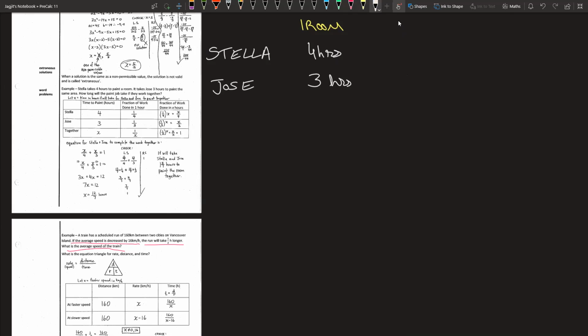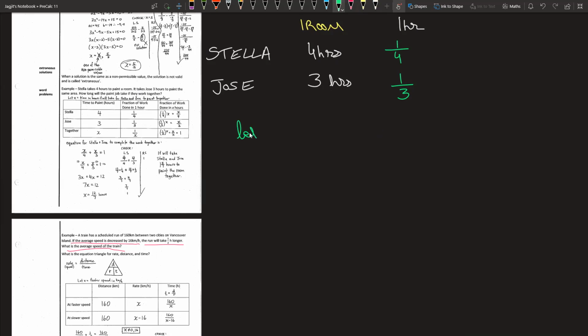Then you're going to say, okay, how much of a room does Stella paint in 1 hour? Well, if she takes 4 hours to paint one room, in 1 hour, how much of a room does she paint? She must paint only 1/4 of the room, right? Only 1/4 of the room. And how much of a room does Jose paint in 1 hour? Well, he must paint 1/3 of the room. Okay? Do you guys understand this?